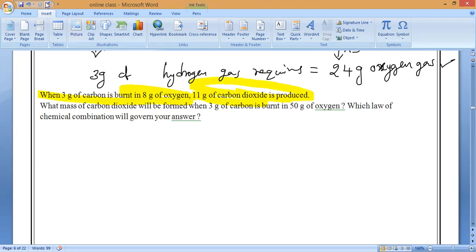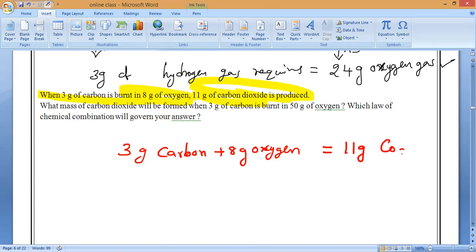How many grams of carbon dioxide? 11 grams. Let us write that first. 3 grams of carbon reacting with how many grams, Mitakshri? 8 grams of oxygen. So that it will produce how many grams? All of you. 11 grams of carbon dioxide. Means in the sense of 3 grams of carbon is equals to how many grams of oxygen required to form carbon dioxide? How many grams? Everyone?